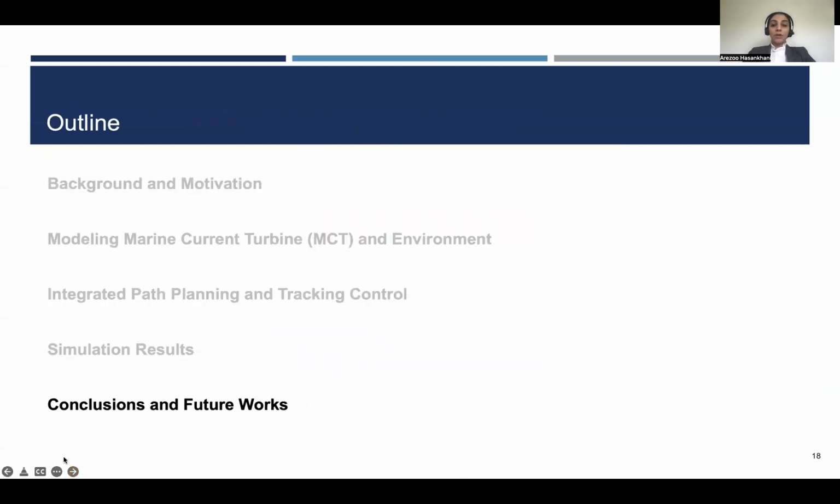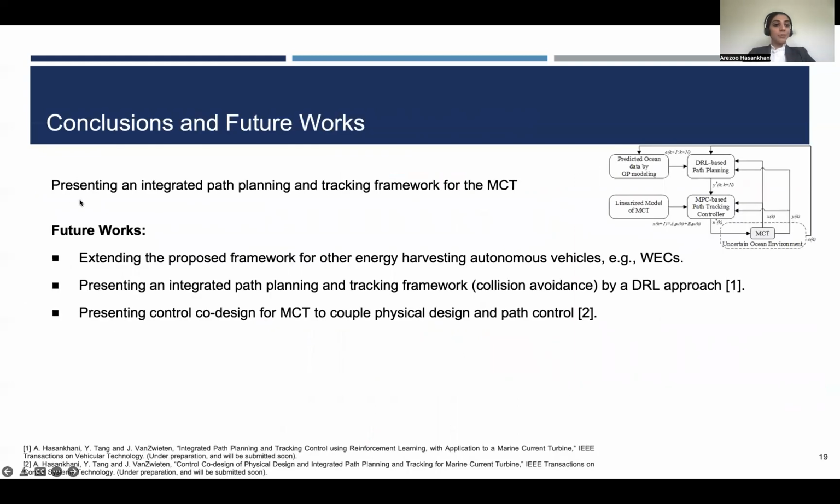Okay, now I want to conclude the presentation and discuss the future work. In this presentation, I present an integrated framework for the path planning and tracking for the buoyancy controlled MCT system. In the path planning level, we maximize the net harness power from this system, and we use the deep Q network approach to solve this problem in a discrete oceanic environment. Then in the path tracking level, we want to minimize the tracking error, and we use the model predictive control approach to formulate and solve this problem.